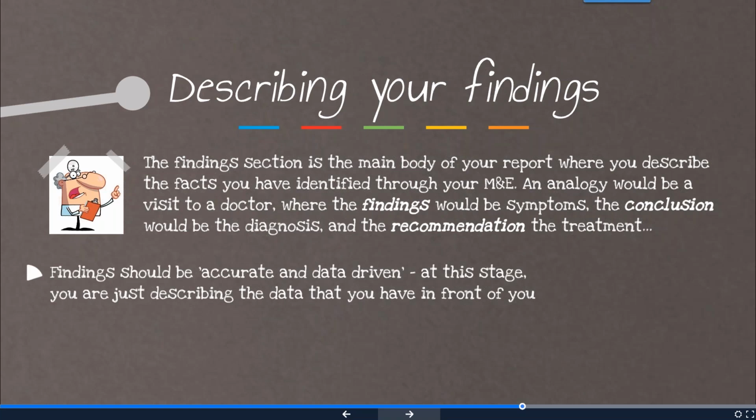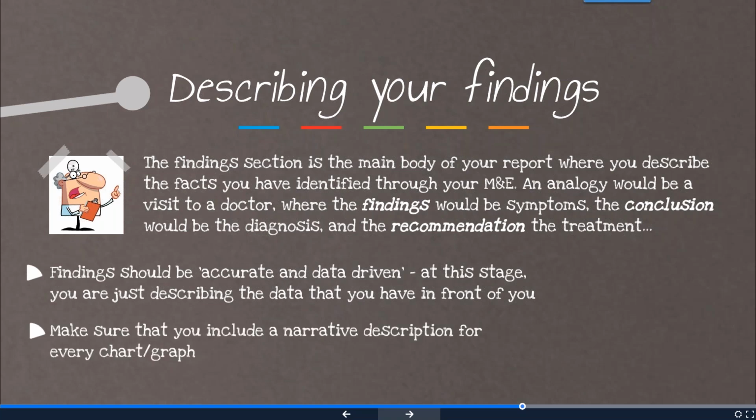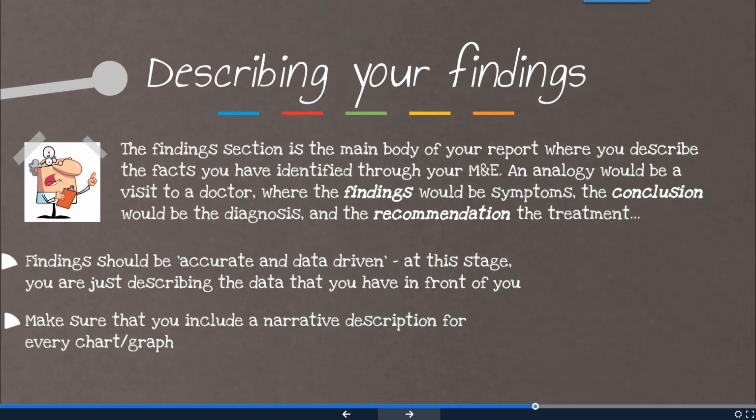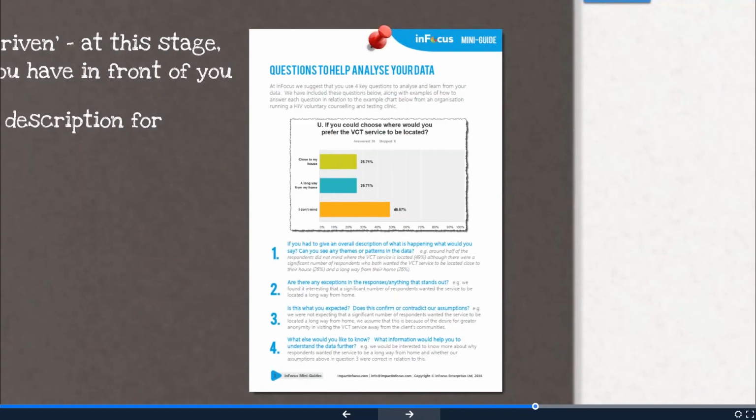So findings should be accurate and data-driven. They're just describing the data that you've got in front of you. That's all you're trying to do. It's the facts of the matter. We need to make sure that they include a narrative description, because this is maybe where you've translated some of that data into charts and graphs. And again, we've got a mini guide here that you can access via the tools and resources section, to help you question and analyze your data in a bit more detail.